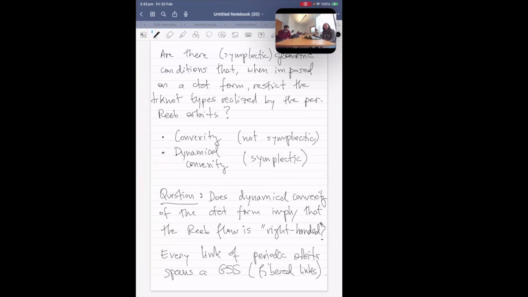So in particular, the all fibered links. So if this is true, that would be a huge restriction that dynamical convexity imposes. And of course, it's almost unbelievable that such question would have affirmative answer, but there are no counterexamples. So yeah, I think it's a fair question to look for an answer.